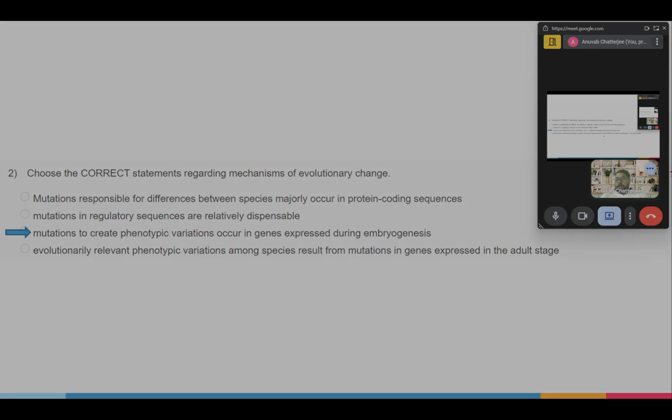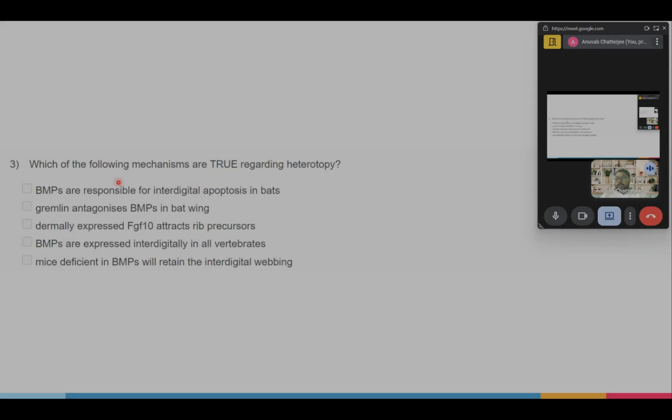Okay, so moving on, the next question is, which of the following mechanisms are true regarding heterotopy? So heterotopy, the change in location of gene expression. The options are: BMPs are responsible for interdigital apoptosis in bats, gremlin antagonizes BMPs in bat wing, dermally expressed FGF10 attracts rib precursors, BMPs are expressed interdigitally in all vertebrates, and mice deficient in BMPs will retain interdigital webbing. So there are 5 options and this is more than one correct option. So I will again give you a minute to figure this one out.